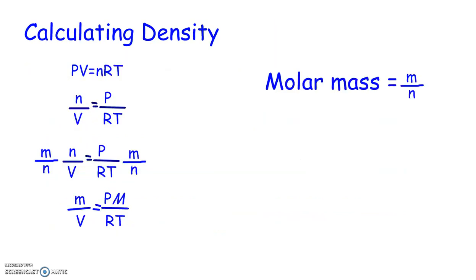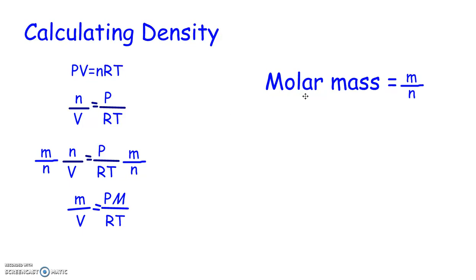If we're going to calculate density, we can start with the ideal gas law, PV equals nRT. Now, density is mass divided by volume. We do have volume here, but we don't have the mass. So if we rearrange this, we get n divided by V equals P divided by RT. So this gives us volume in the denominator over here, but number of moles, not the mass, on the top.